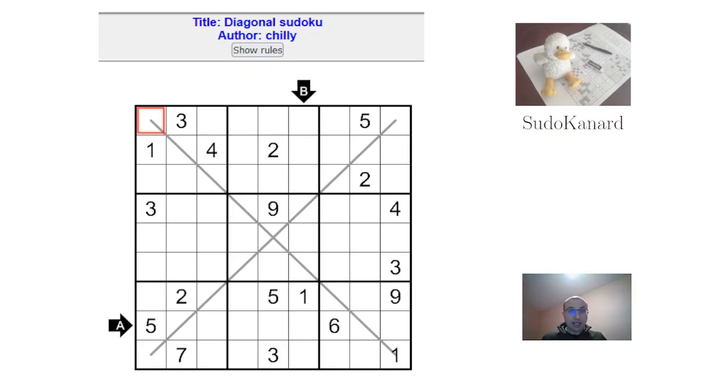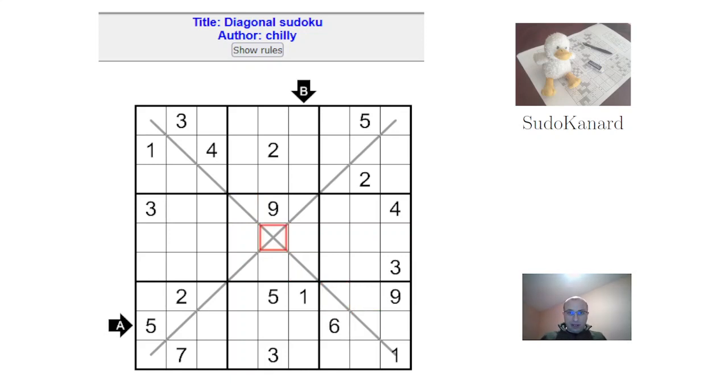really not good at this puzzle. But anyway, let's have a look at this diagonal Sudoku that I didn't attempt during the contest. So the rule is plain. You just have the usual Sudoku rules, and then you have both diagonals, which contain all digits from 1 to 9.